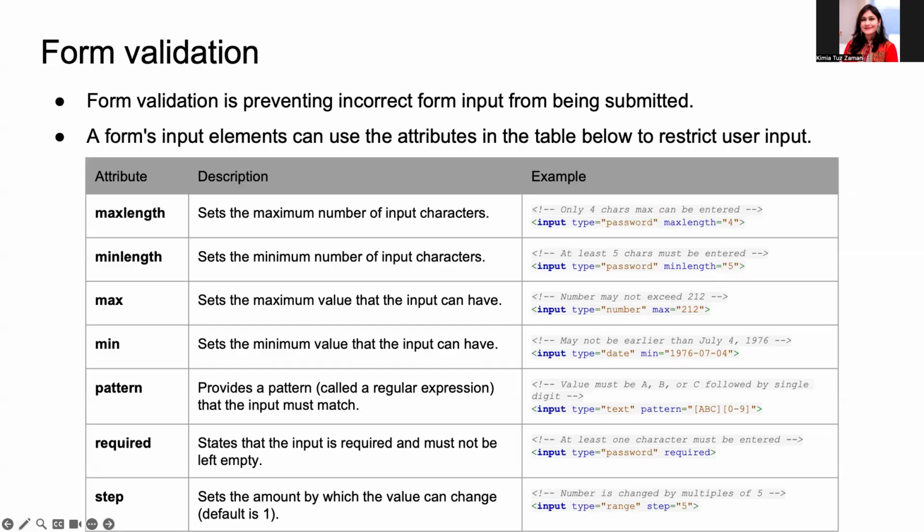What makes all of these attributes powerful is that the browser handles the validation automatically. If a user enters something invalid, the form won't submit and the browser gives them feedback right away. This means developers can prevent many common errors without writing any additional code.